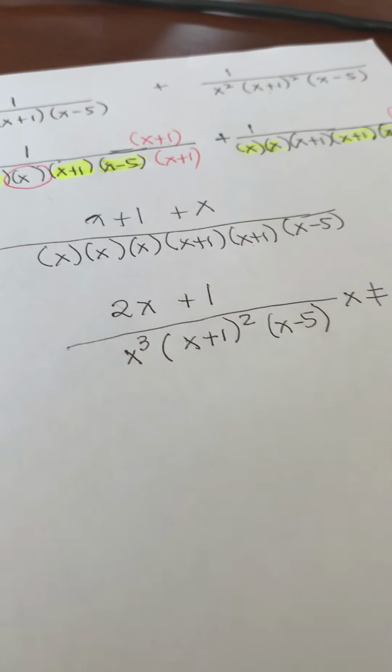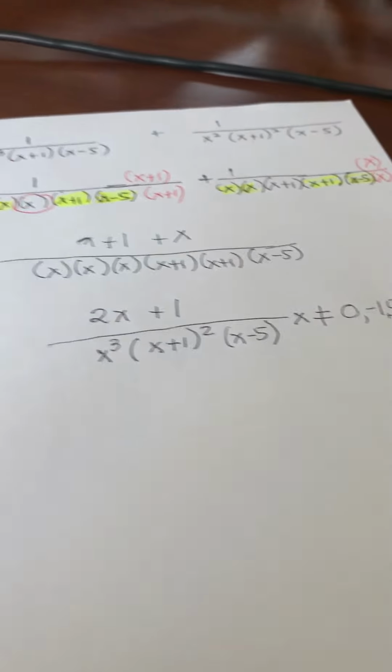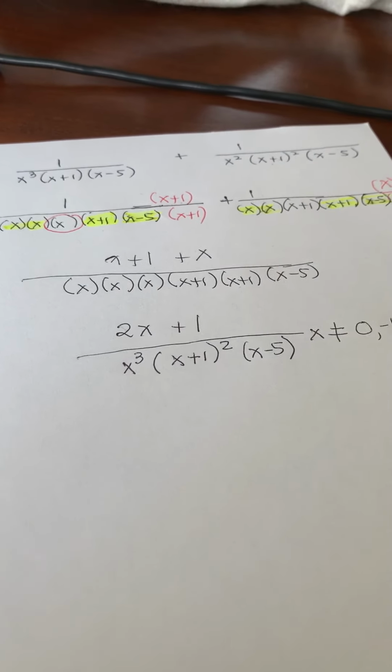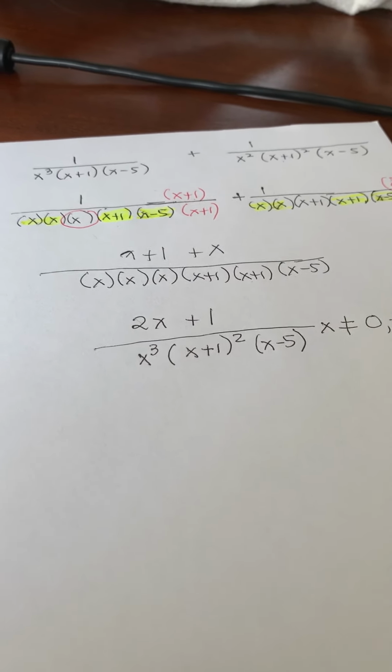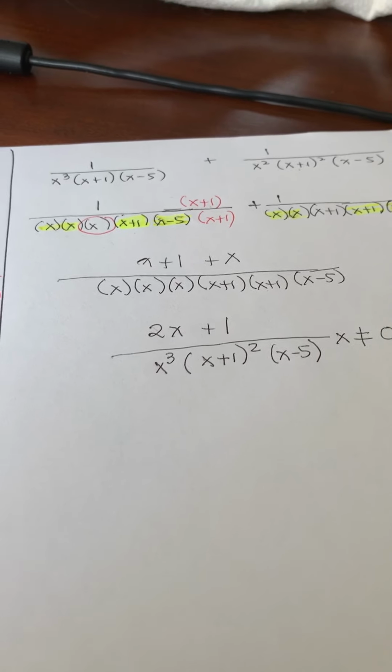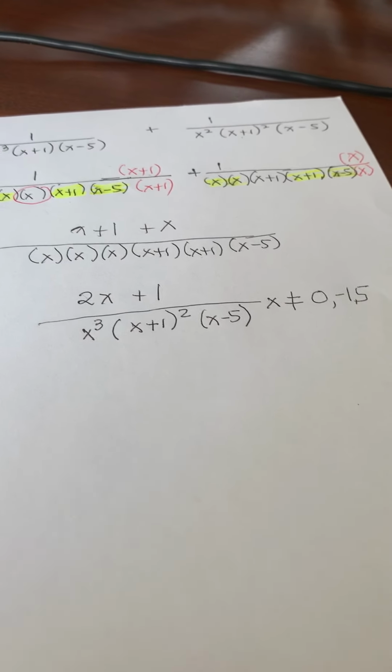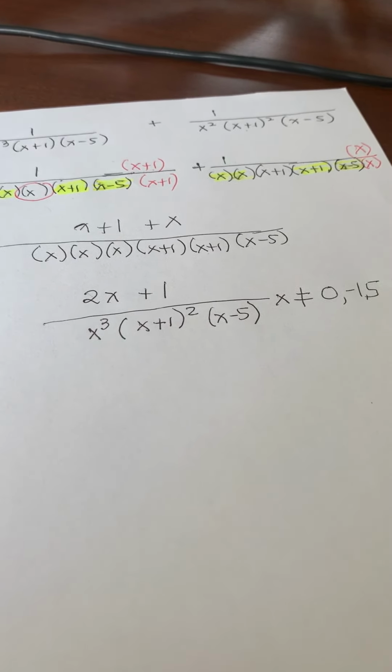Okay, this is our last example. So I hope you understand how to combine rational expressions with different denominators but with common factors. Okay, good luck with your homework.